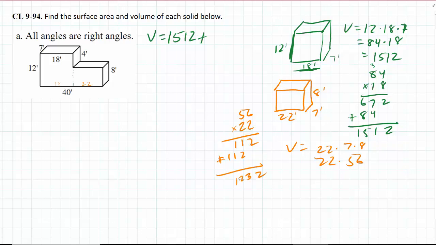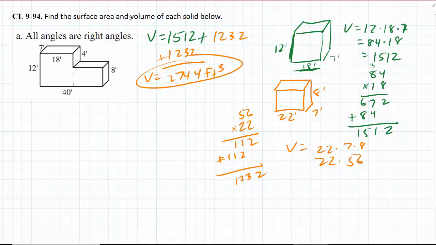2, 3, 2, 1. So the orange part, the lengthier part right here, is 1,232 square feet. I'm sorry, cubic feet. We'll add the two together. 472. So in total the volume is going to be 2,744 cubic feet.